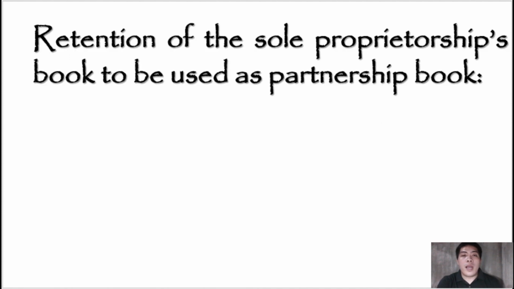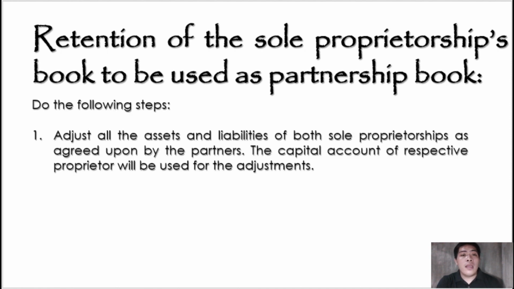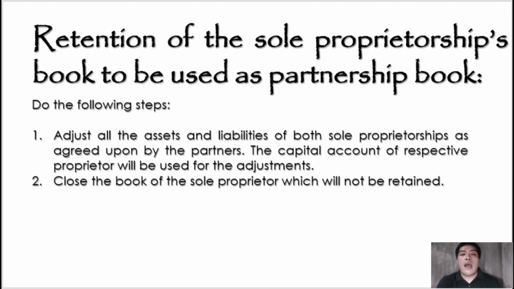Either way, yung gagawin, kapag may retention ng sole proprietorship book to be used as partnership book, yung gagawin lang naman, adjust all the assets and liabilities of both sole proprietorships as agreed upon by the partners, then the capital accounts of respective proprietor will be used for the adjustment. So, yung capital account yung magiging pinaka-shock absorber ng adjustments. After that, close the book of the sole proprietor which will not be retained. Kasi nga yung isa, i-retain, yung isa hindi. So, kailangan i-close yung book ng isang sole proprietor.